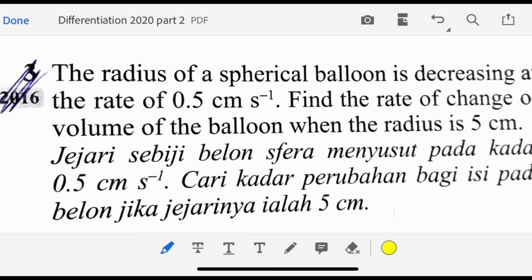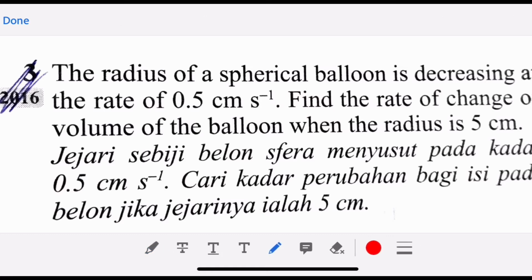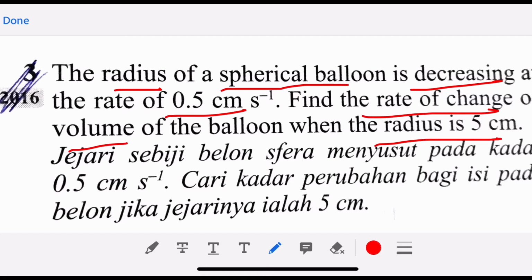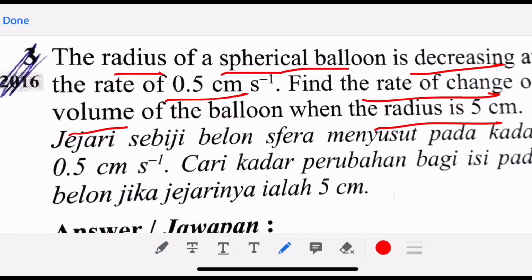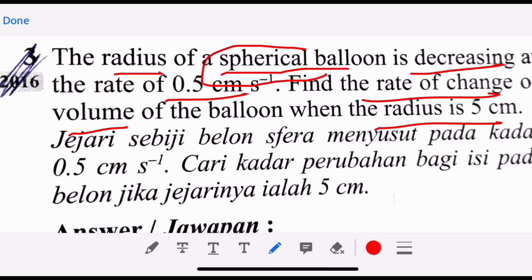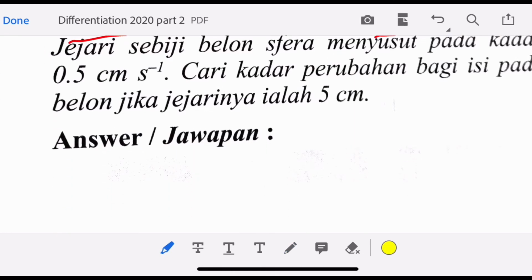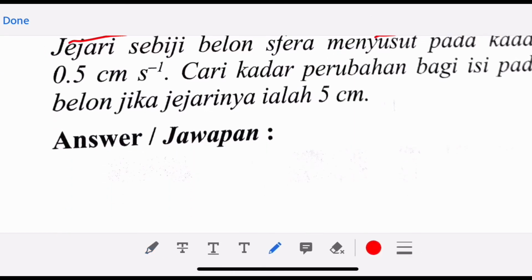Number 3. This one is rate of change, very important. The radius of a spherical balloon is decreasing at the rate of 0.5 centimeter per second. Find the rate of change of volume of the balloon when the radius is 5 centimeter. What I underline is a spherical balloon. Decreasing is very important. It means you have to put a negative sign later on. When it increases, you put a positive sign.